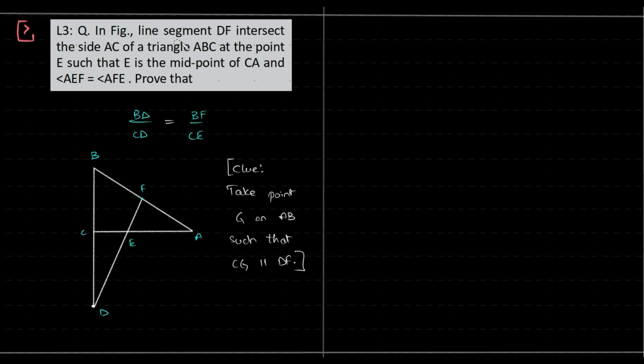In the figure, line segment DF intersects side AC of triangle ABC at point E. It says that E is the midpoint of CA. What does that mean? This means that CE is equal to EA.